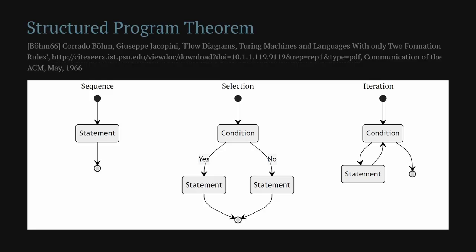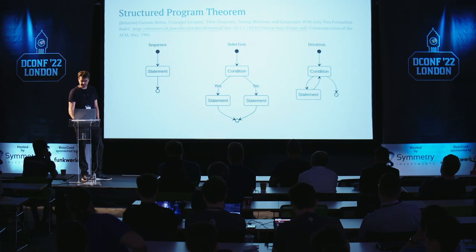And they state that with just these three building blocks, you can build any computable function, right? We have sequence, that's just executing one statement after the other. There's selection, which we know as an if and else, right? It's a condition, then two branches. And there's iteration, like while loops, for loops, that kind of stuff. So there's a condition, a statement, and then it goes back until it finally exits.